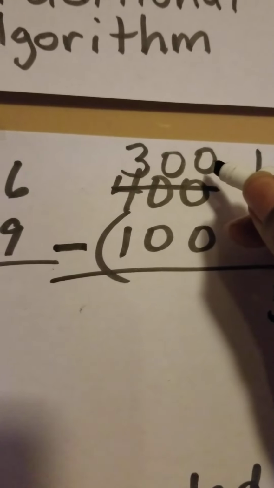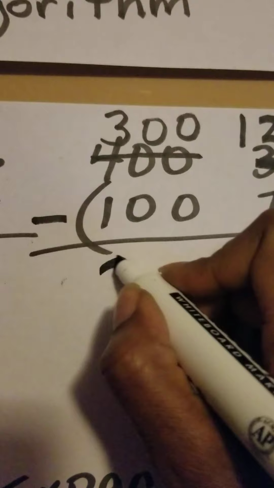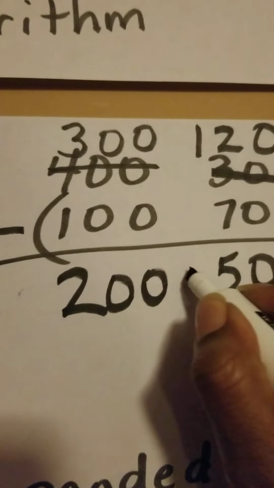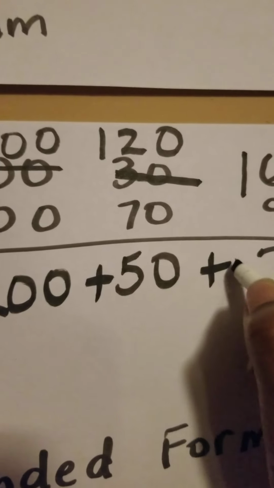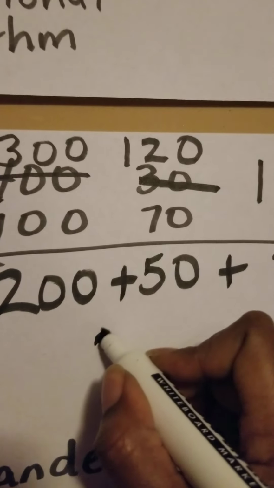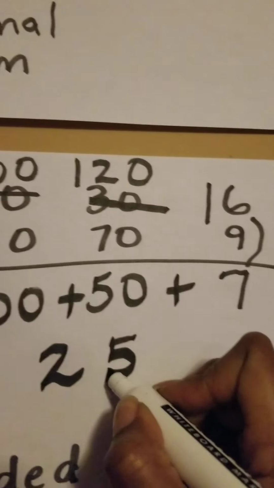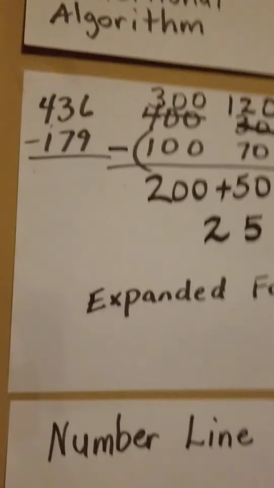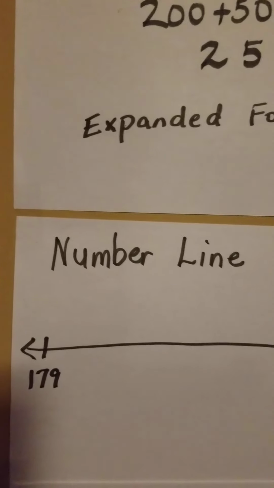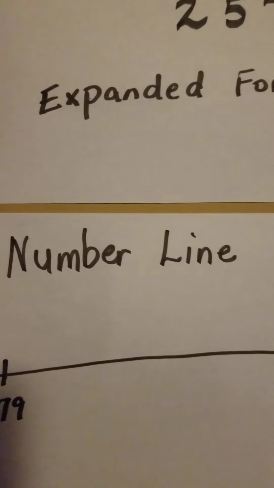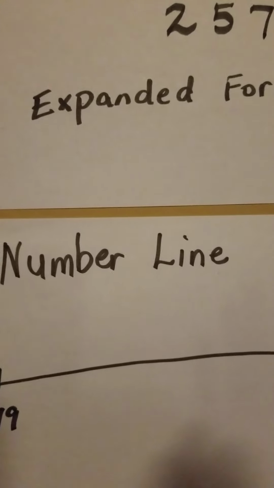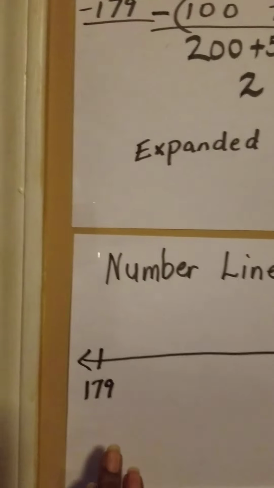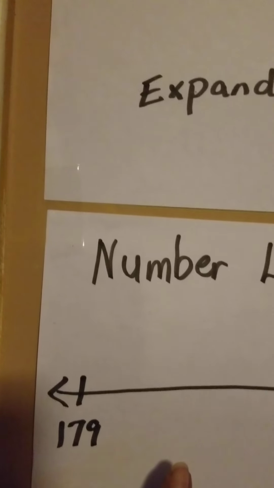Okay, then you have 300 minus 100 is 200. Now we add them all back together. We get 257. Now back to standard form. So that's expanded form. Then, of course, we could use the number line. Again, 436 minus 179. We put the smaller number first and the bigger number last. Okay, so we're going to take increments.